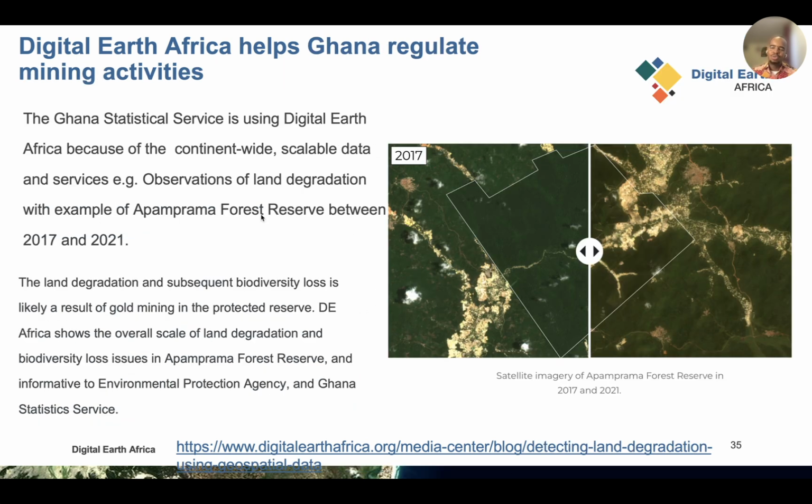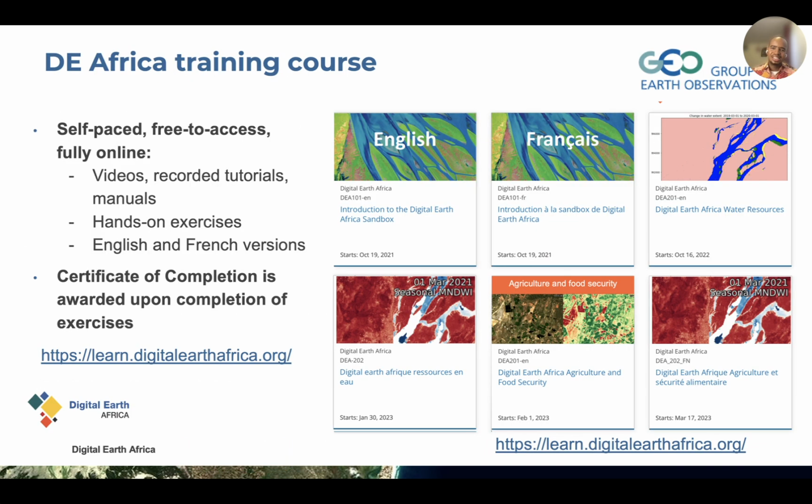In Ghana, we're able to work with the Ghana Statistical Service and the Environmental Protection Agency to provide assessments of land degradation. This was the case of Ampaw Forest. And looking at different years, you could see how we can better inform our governments to make more informed decisions.